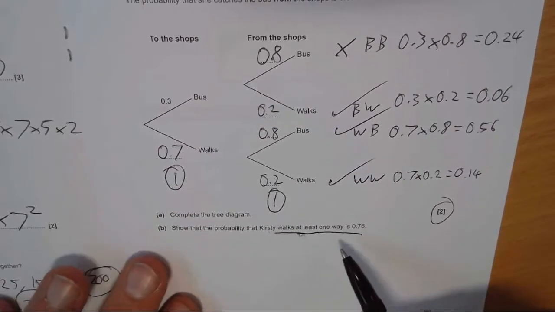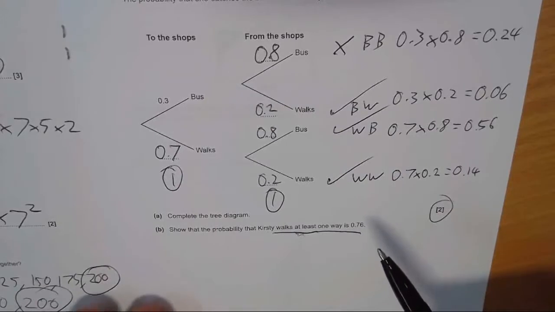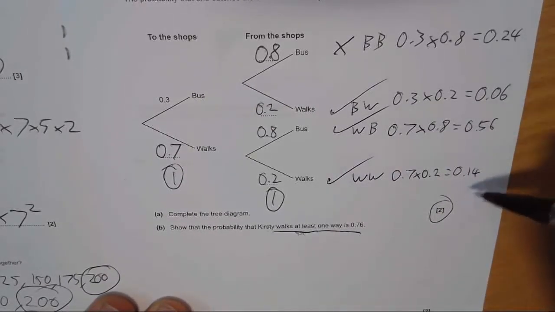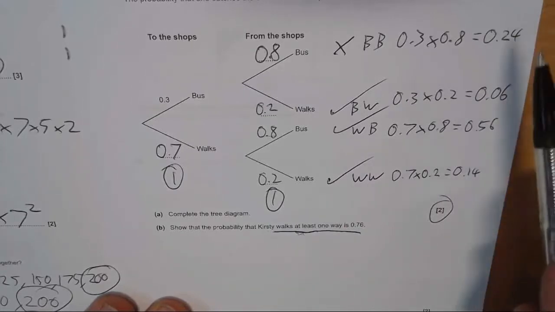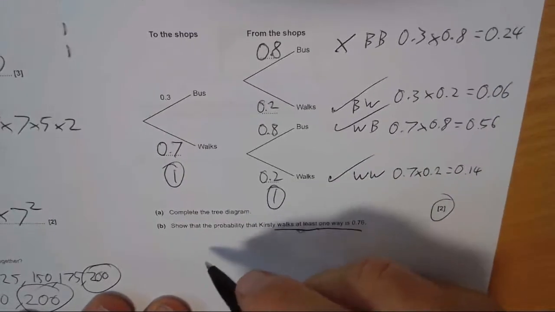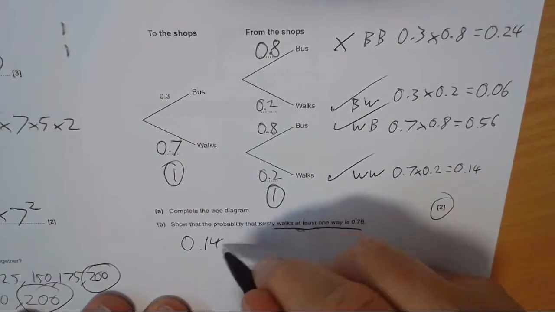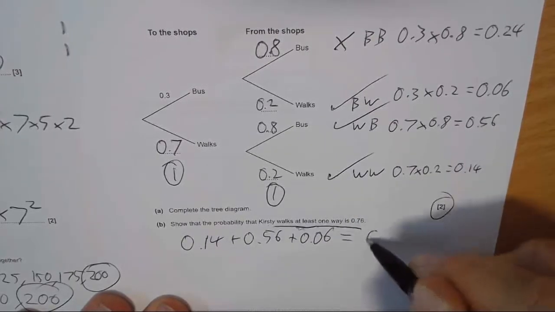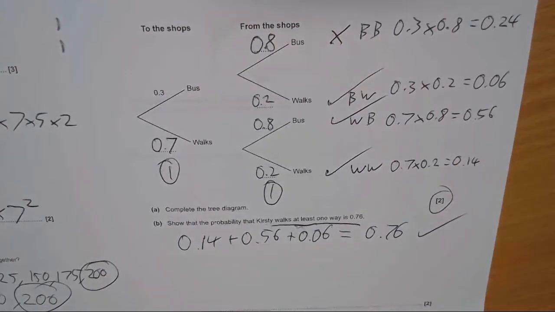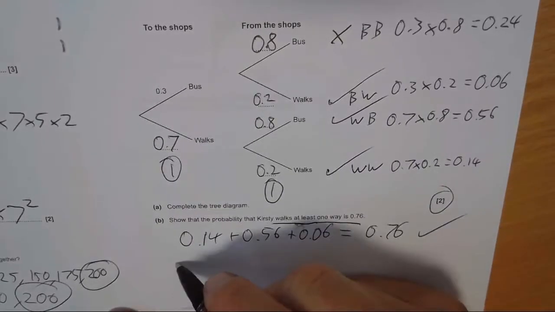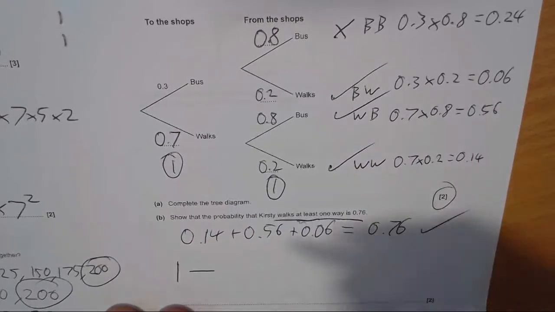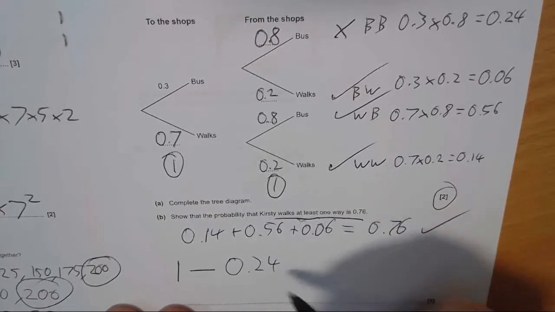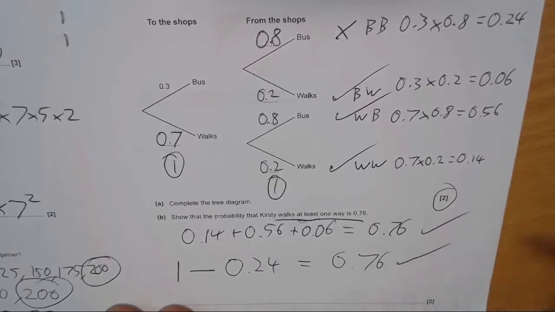So I need to show that her chance of walking at least one way is 0.76. I could either add all these three ways up, or I could say everything except that one. So if I'm adding them all up, I could say 0.14 plus 0.56 plus 0.06 equals 0.76. That would get me the marks. Or I could say everything except for the chance of getting 2 buses. So everything except for 0.24 is 0.76, and that will get me the mark.